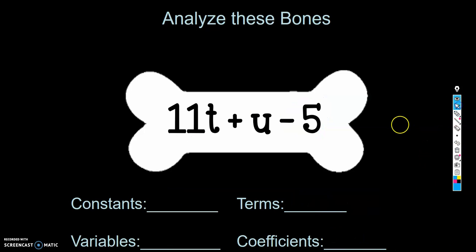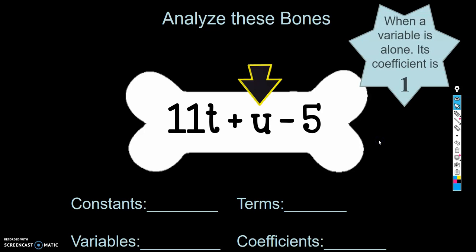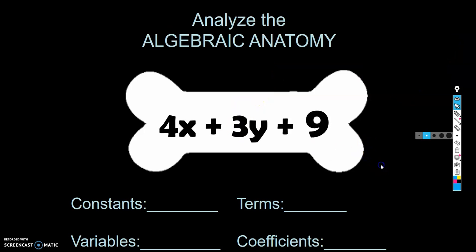Okay, let's move on. Oh, and backing up, I didn't know my own slideshow. So when a variable is alone, its coefficient is 1, and that's what I was just talking about. So it's like there's an invisible 1 in front of this u. So now let's move on to this next one. Pause the video, see if you can do it on your own.